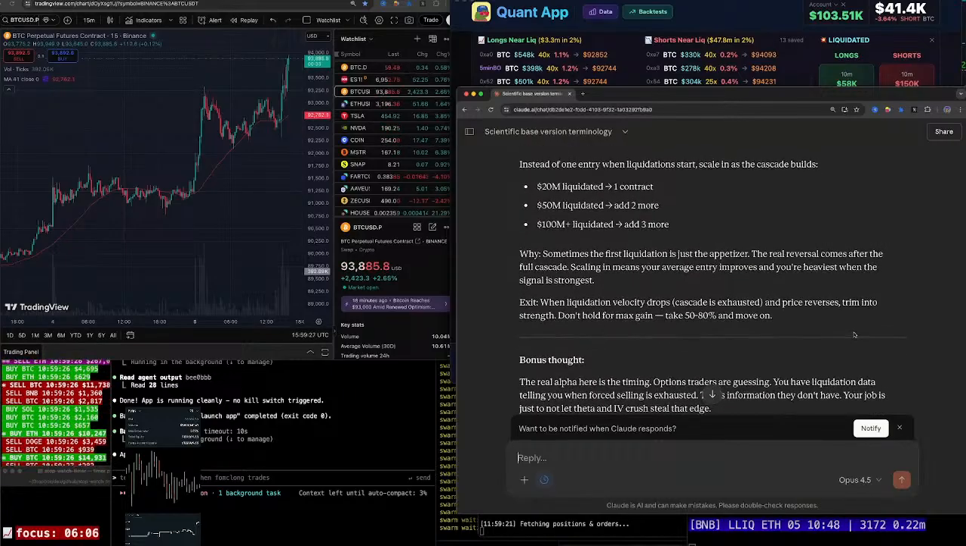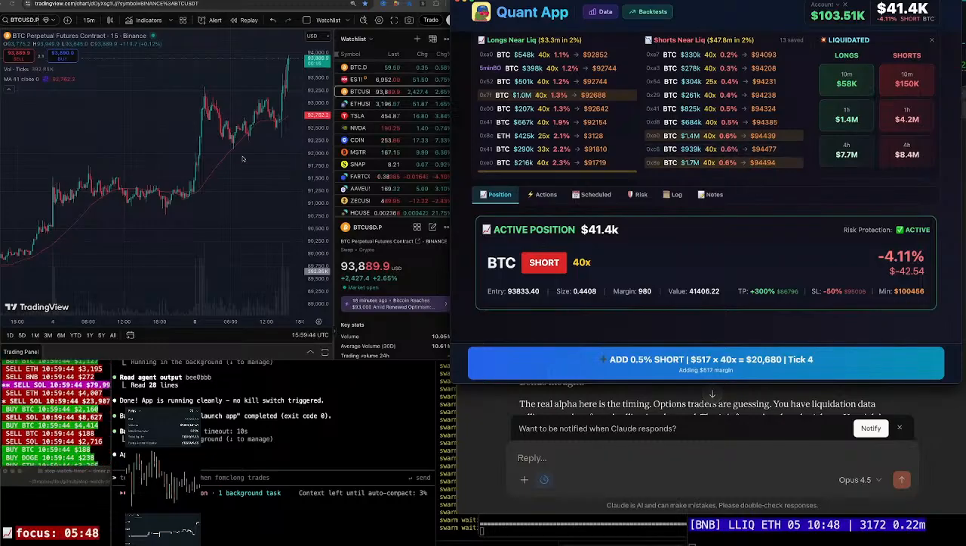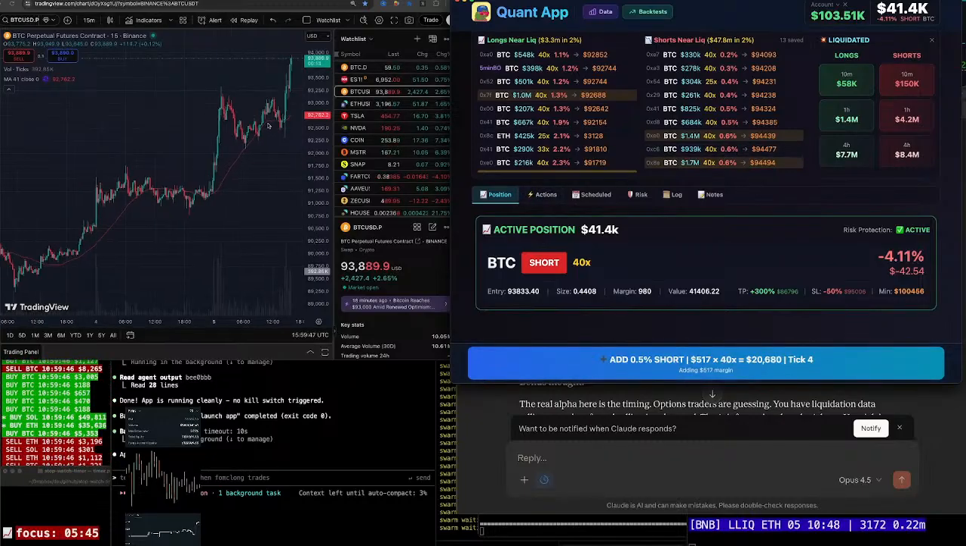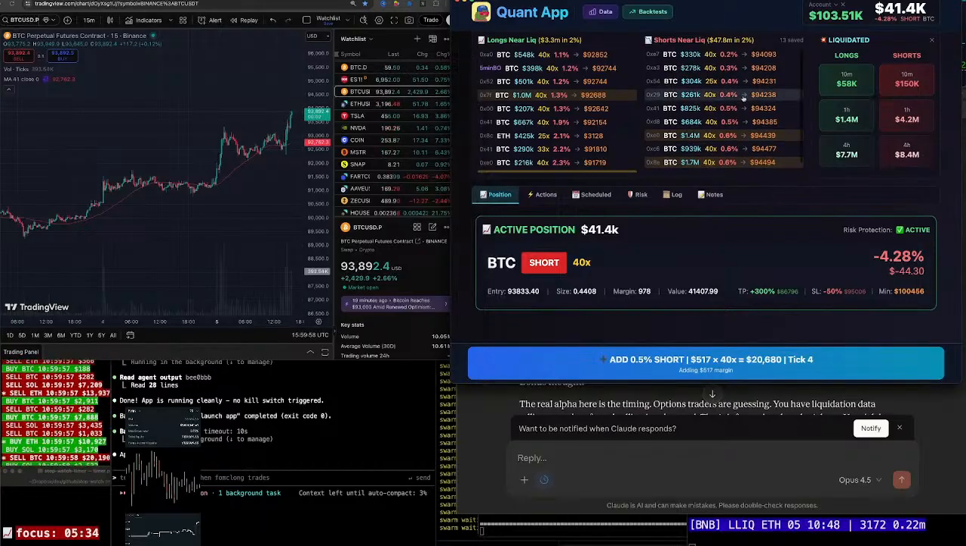So scaled entries is interesting. Scaled entries as the liquidations add up. And that's essentially what I'm doing here. If you're watching, I'm doing that strategy. It's a scaled liquidation strategy. So I'm not trying to predict price. I'm predicting where the points are going to be that things are going to move, turn around.